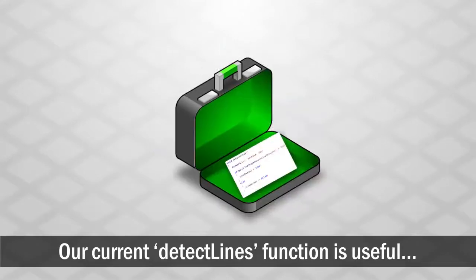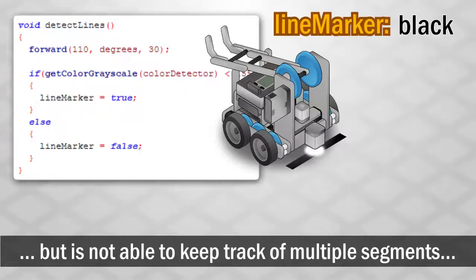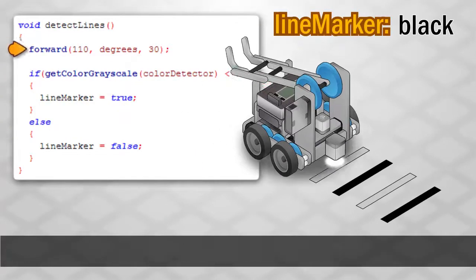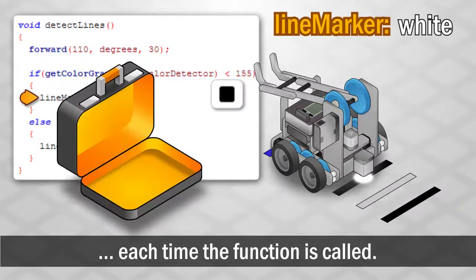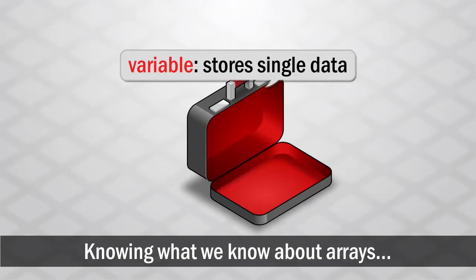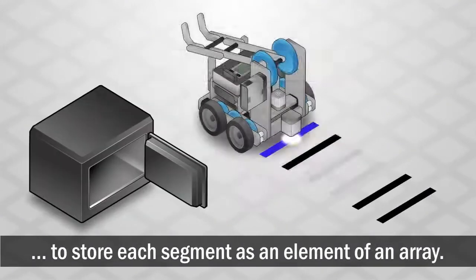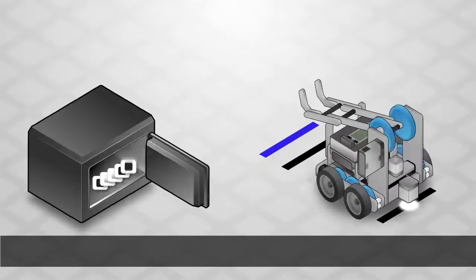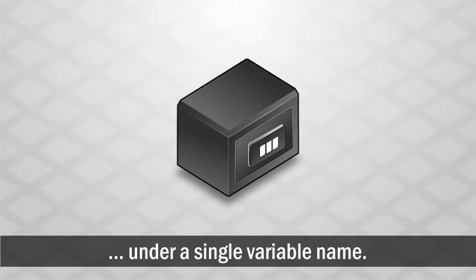Our current detect lines function is useful for detecting a single segment, but is not able to keep track of multiple segments, since it's storing the result in the same line marker variable each time the function is called. Knowing what we know about arrays, we could improve the detect lines function to store each segment as an element of an array. You learned that arrays allow you to store multiple pieces of data under a single variable name.